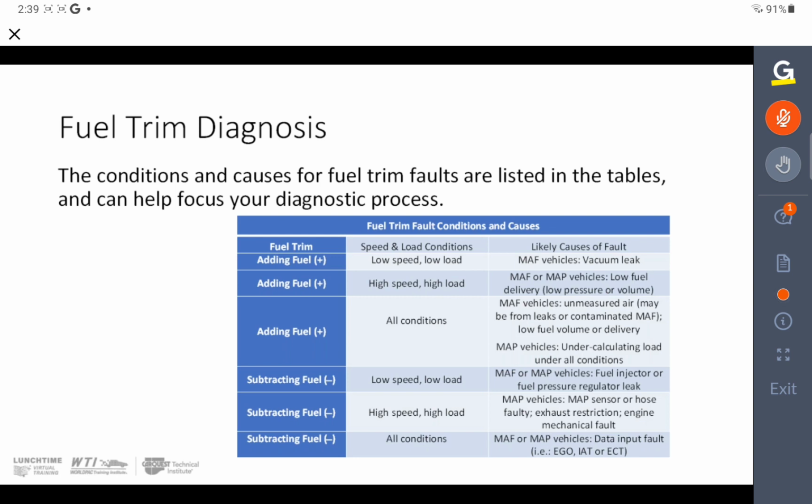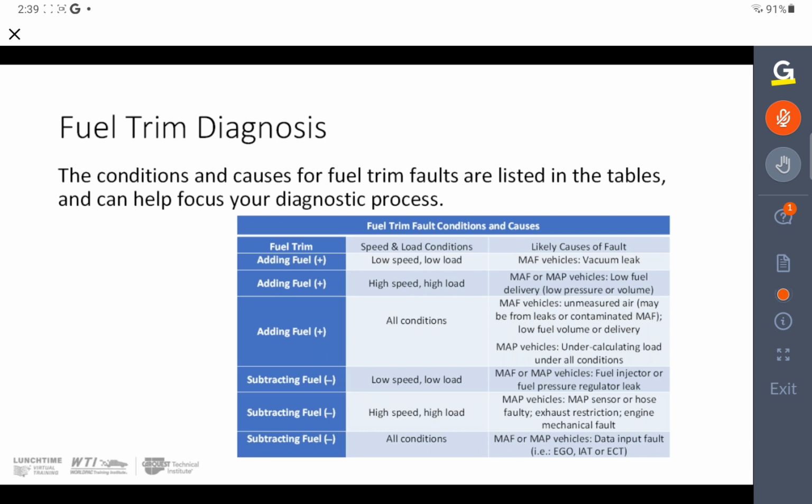These are the charts that Bruce was talking about that are in the handout section on the control panel. And again, these are just generic charts. Not every car, not every manufacturer is the same, but it's a good starting point.